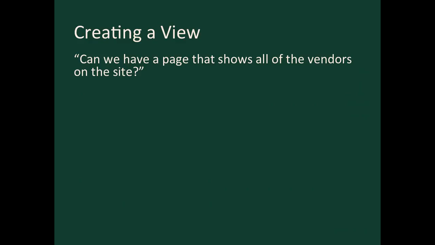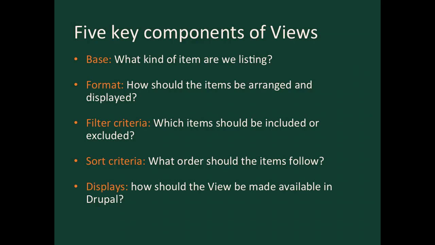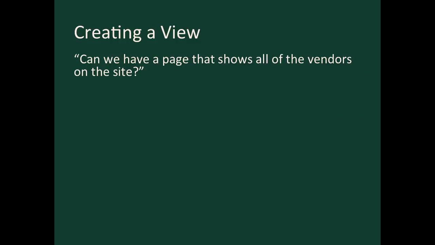So, first of all, the base of a view. What kind of item are we listing? We are listing vendors, which are content types. So we know that the base is going to be content.